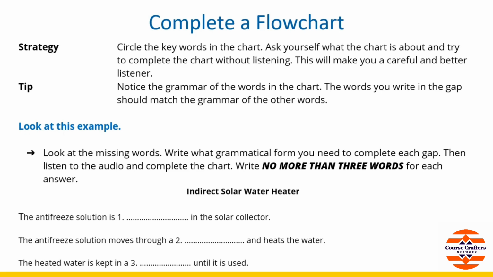Let's take a look at the following example we have, and here you are being asked to write no more than 3 words. So our topic is indirect solar water heater, and you have 3 different statements. Make sure you read them carefully and circle the keywords. So for example, for number 1, we have the antifreeze solution is 1 gap in the solar collector. So the most important words here are antifreeze solution and solar collector.